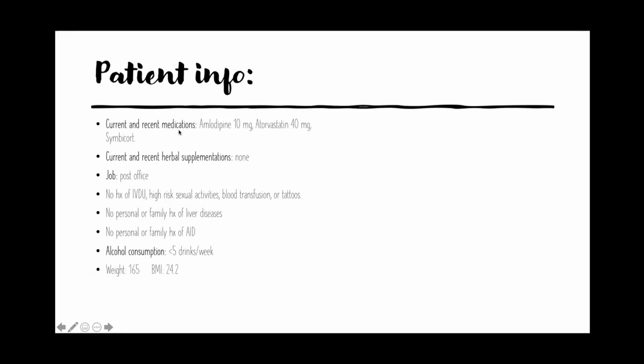Okay. So his current and recent medications: he's on amlodipine, he's on atorvastatin 40, which was started 6 months ago. There is no herbal supplementation, and he's a post officer. There is no history of IV drug use, high-risk sexual activity, blood transfusion, or tattoos. No personal or family history of liver disease or autoimmune disease, and his alcohol consumption is less than 5 per week. His BMI is 24.1.